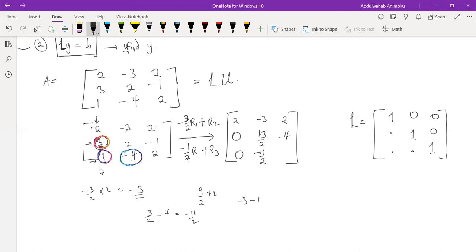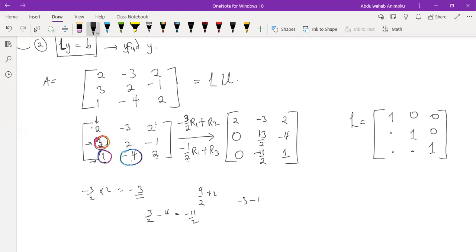Okay. So what happens to the third one? Minus 1 over 2 R1 plus R3. So that's minus 1 over 2 times 2. That's minus 1. Minus 1 plus 2, that's plus 1. Right? Okay. So let's move forward.